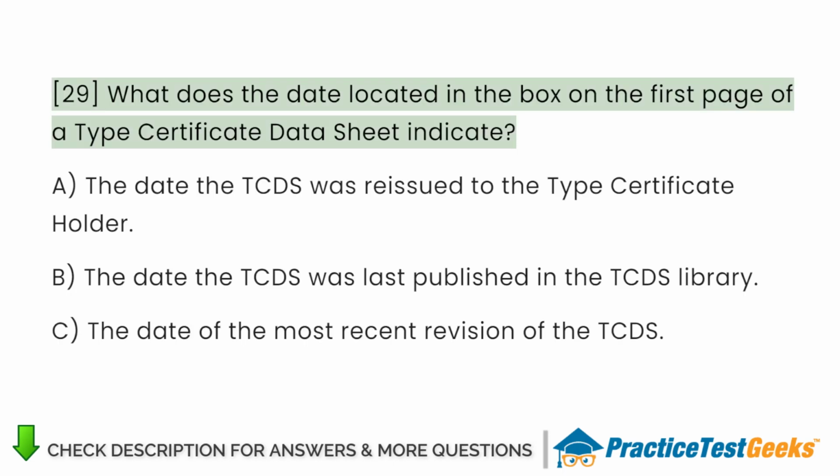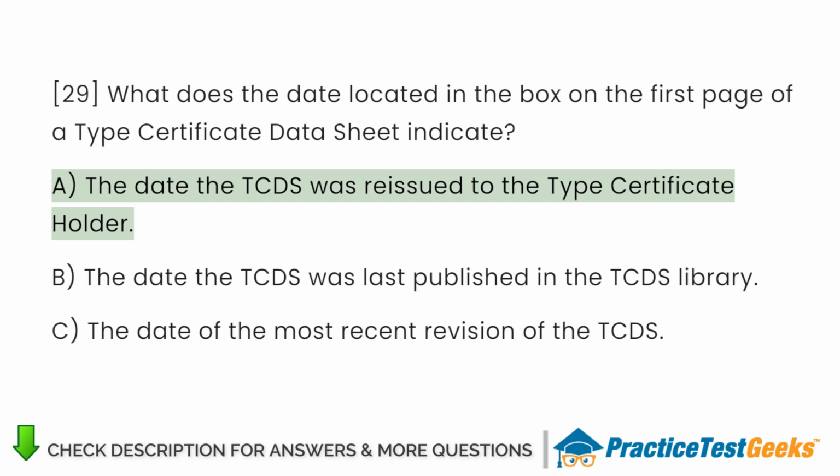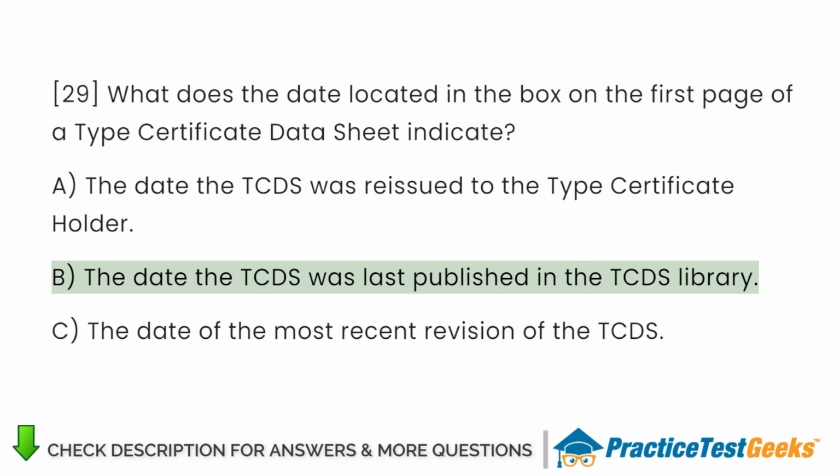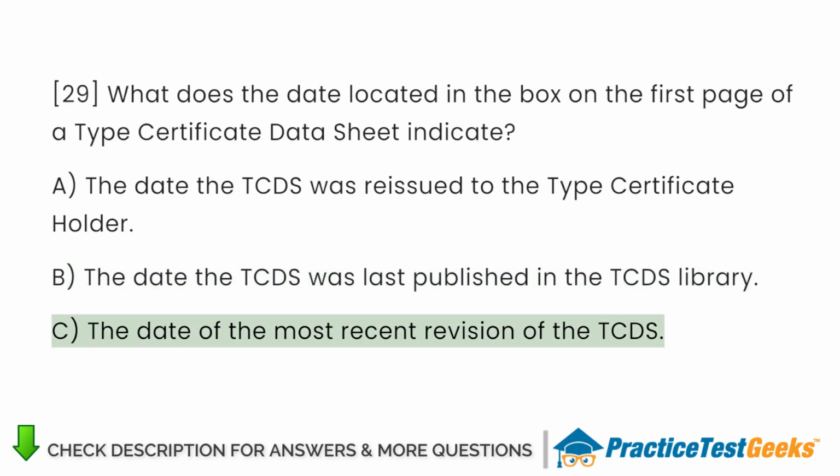What does the date located in the box on the first page of a type certificate data sheet indicate? A. The date the TCDS was reissued to the type certificate holder. B. The date the TCDS was last published in the TCDS library. C. The date of the most recent revision of the TCDS.